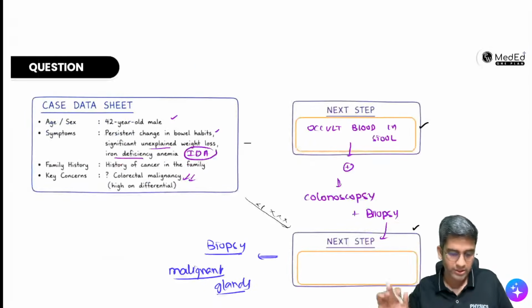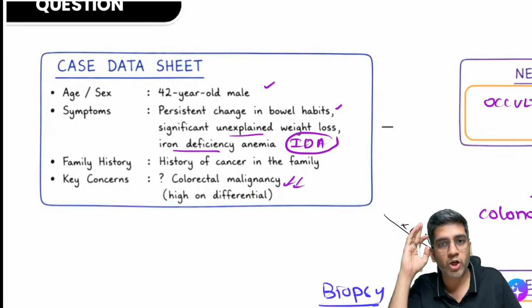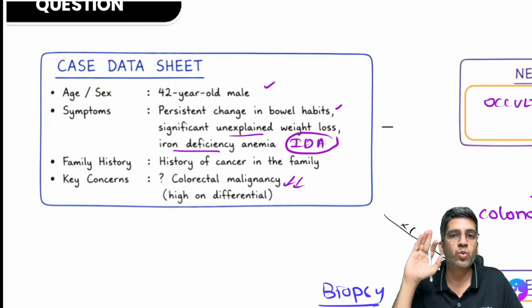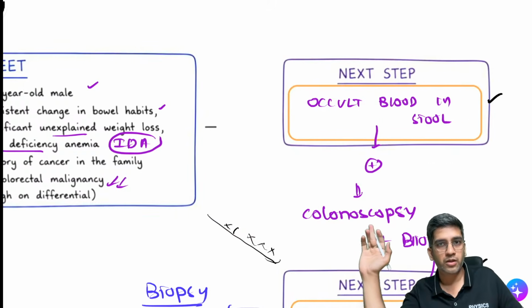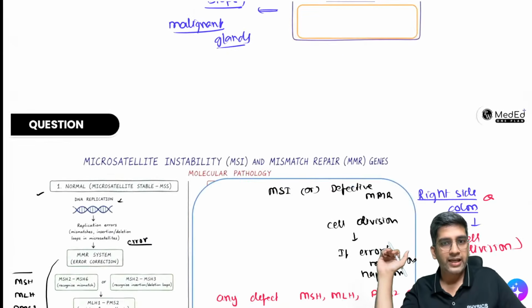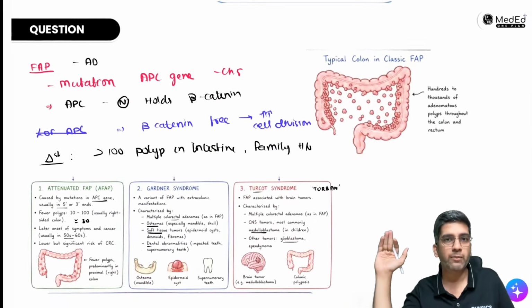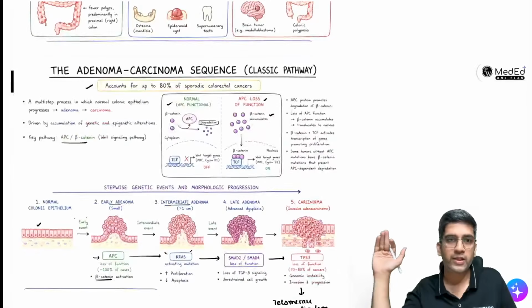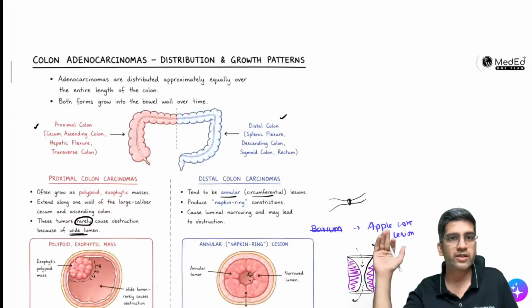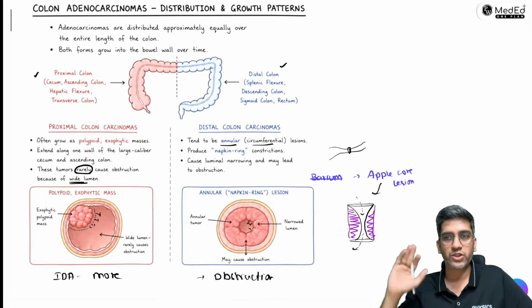Again, a simple question. Again, I'm emphasizing, start with the data sheet. You cannot go wrong here. I'm just copy pasting what the clinical scenario tells. Do an occult blood, then do a biopsy. Don't jump to a biopsy, right? And then we saw normal and abnormal microsatellite instability. And then about the FAP and its variants. Then we saw about the adenoma-carcinoma sequence. The final thing is about the growth patterns of the cancer. Fine. So these are the two essay questions we wanted to discuss.